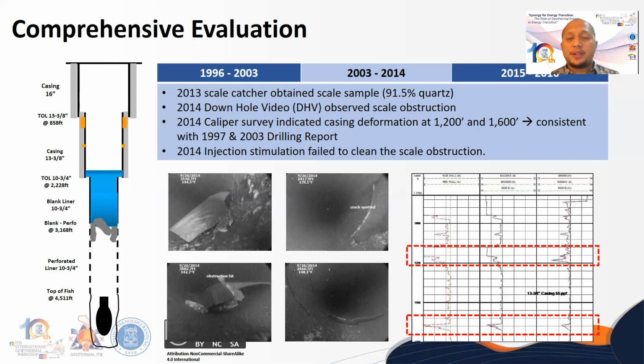Then we continue with 2014 caliper survey, and based on the data we got, there is indication of casing deformation at depth 1200 and depth 1600 feet, which is consistent with what we observed based on the drilling report in 1997 and 2003.